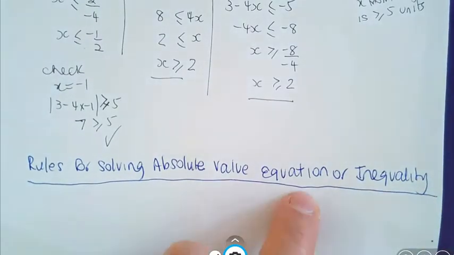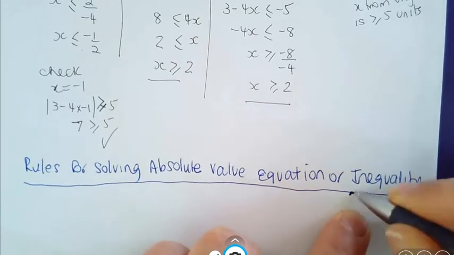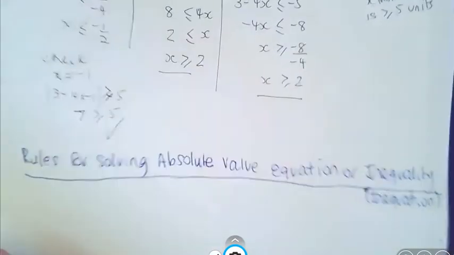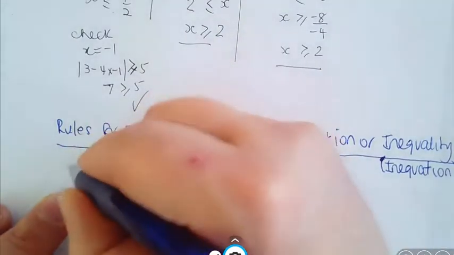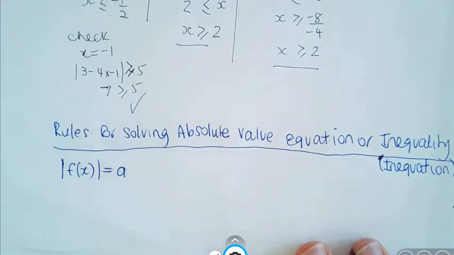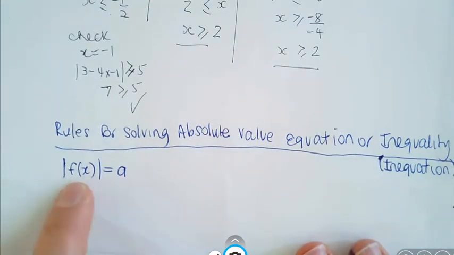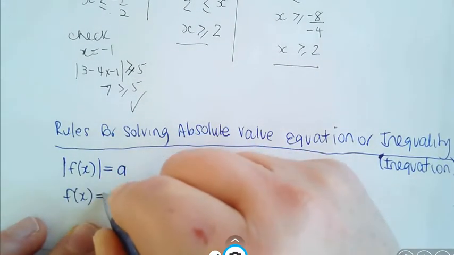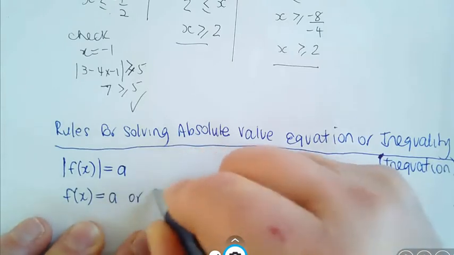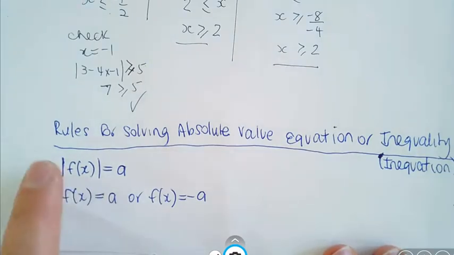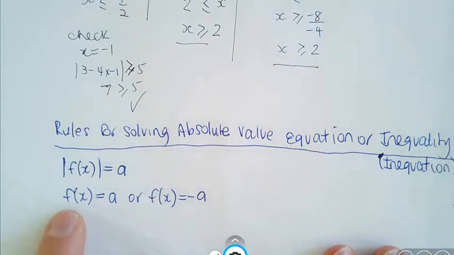An absolute value equation or inequality or inequation. An inequation is an inequality. So you know how when I showed you the absolute value ones first, we just looked at this first. An example, if the absolute value equals A, remember you said to me make one positive, make one negative. But if you're just solving the absolute value of a function equals A, you just do function of x equals A or function of x is -A. That's what you told me before, right?